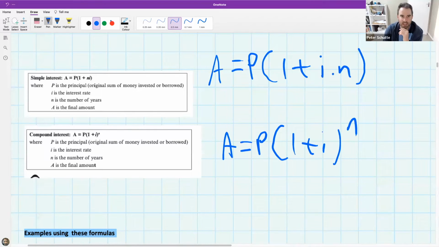They both have a P to start with, so that's the initial value. They both have an I inside the bracket, and I is the interest rate per time period. And they both have an N, which is the number of time periods. But there is one difference between them. Who can spot the difference?